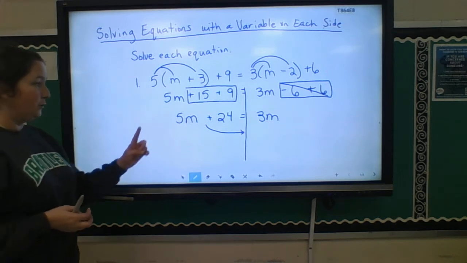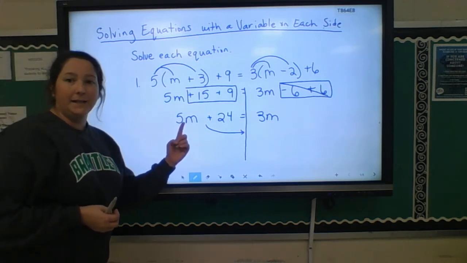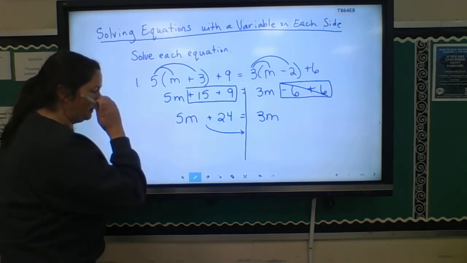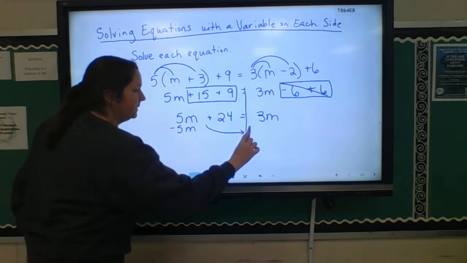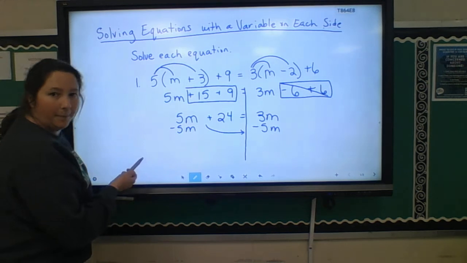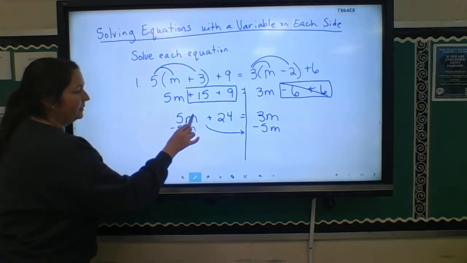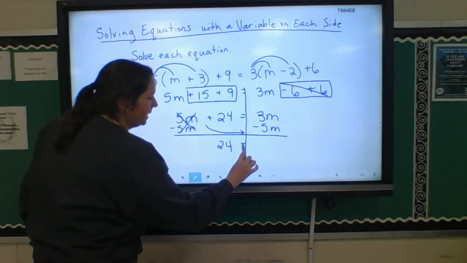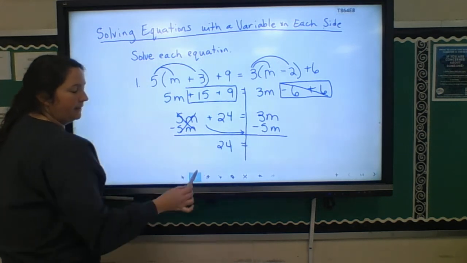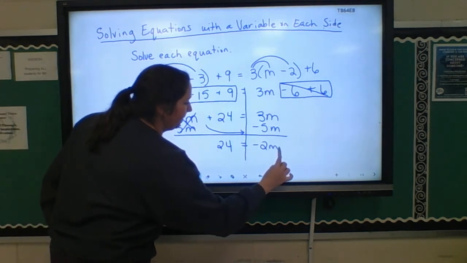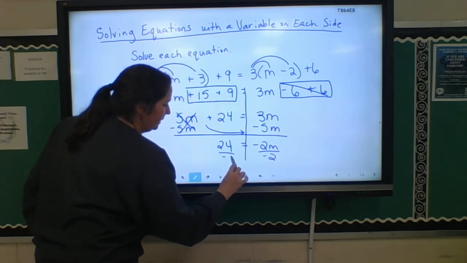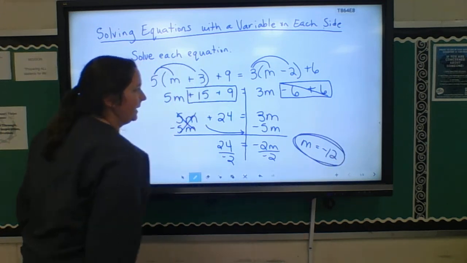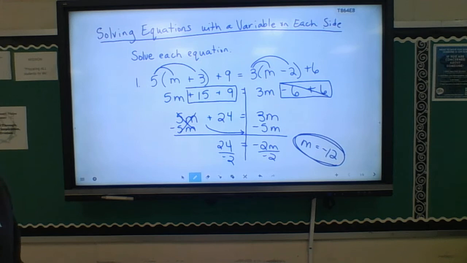So I have to choose the 5m because of the 3m, and those are like terms. So since this is a positive 5m, I'm going to subtract 5m, inverse operation, opposite. So if it's a positive 5, minus 5 goes away. The 24 equals 3 minus 5m is negative 2m, and then you'll divide by negative 2, so m equals negative 12, and that is our answer, negative 12.